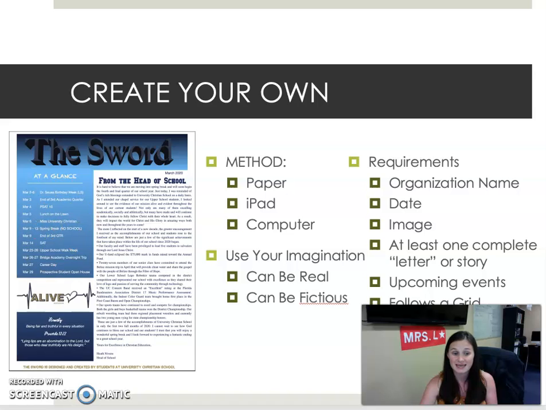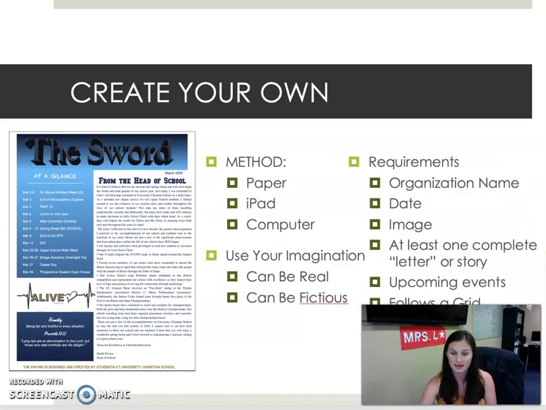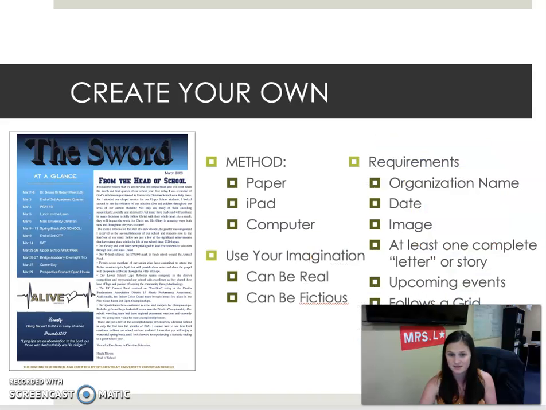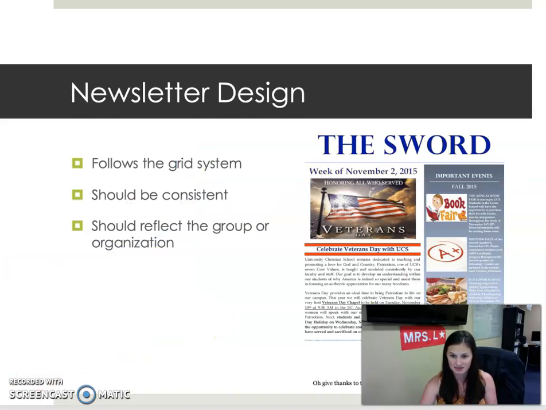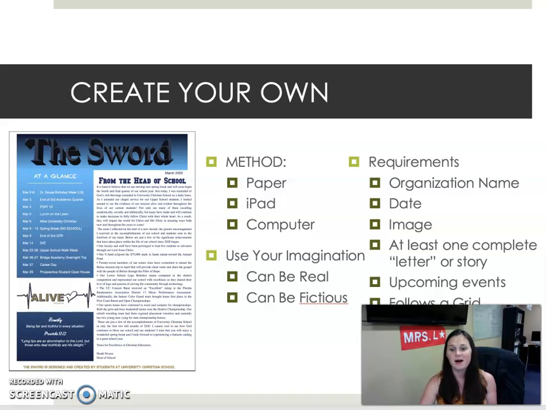Here they have events at a glance. This one's a little bit more detailed. You can pick if you're doing at a glance, there obviously need to be a lot more. If you're doing detailed with summaries, you can have a few less. Your choice. It should follow a grid system. So here we have everything in this area and everything in this area. Everything over here, everything over here. I've got a section here and a section here. And it needs to be reflective of whatever the organization is.